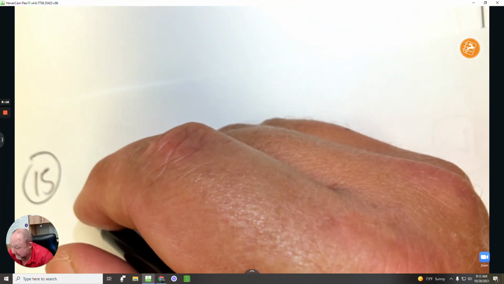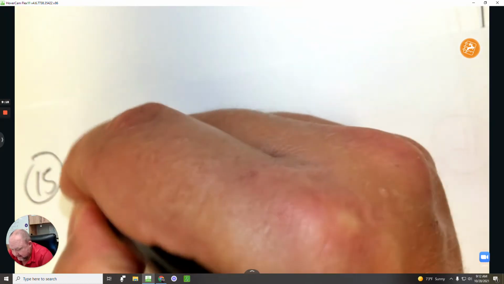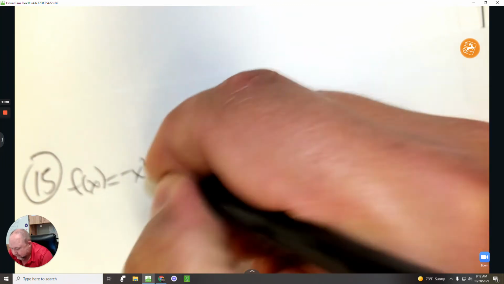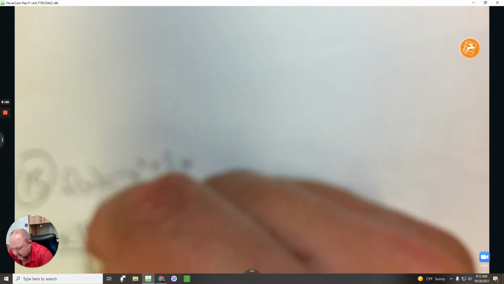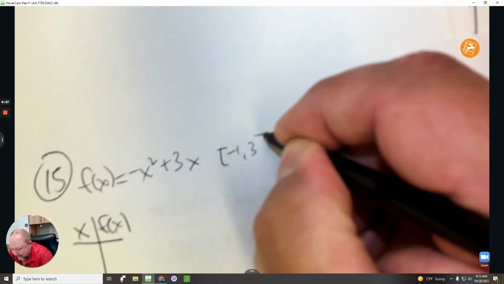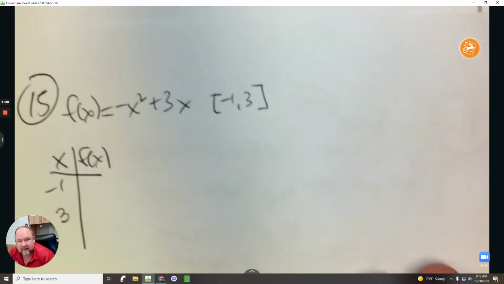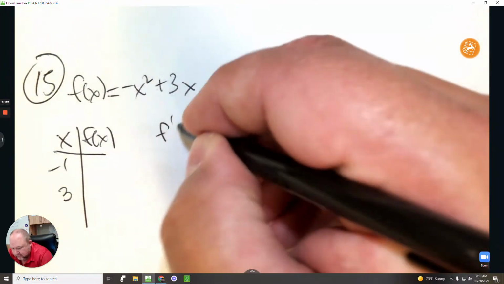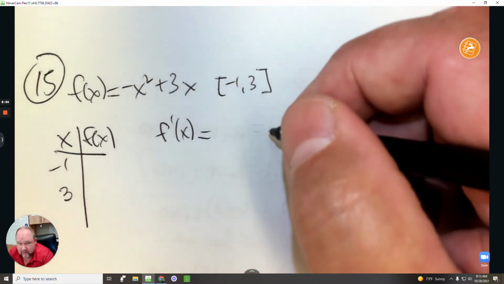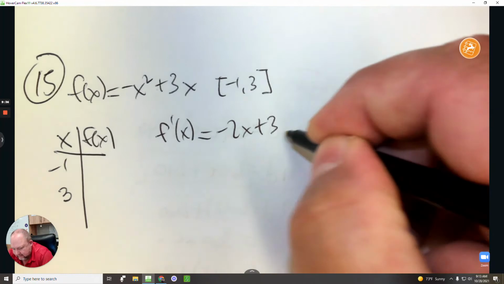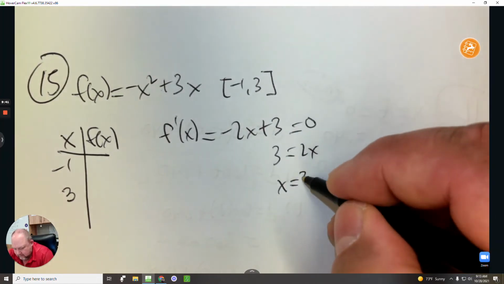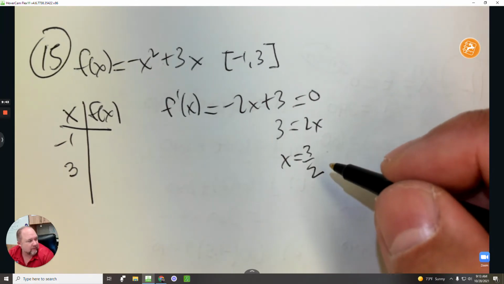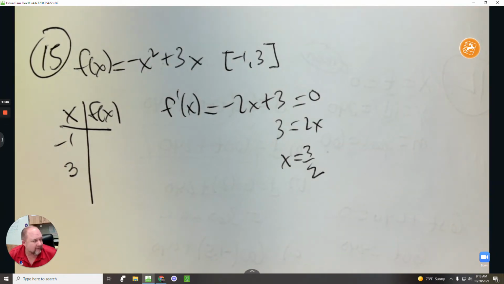Number 15. At number 15, find the absolute extreme. So I have a function. To find the absolute maximum or minimum, I need to do a table of values. In that table of values will be the ends of my interval, which is -1 and 3, and also any critical numbers that are in that interval. So to find the critical numbers, take the derivative equal to 0 and solve it. So I get 1.5 or 3 over 2. So that is in my interval.